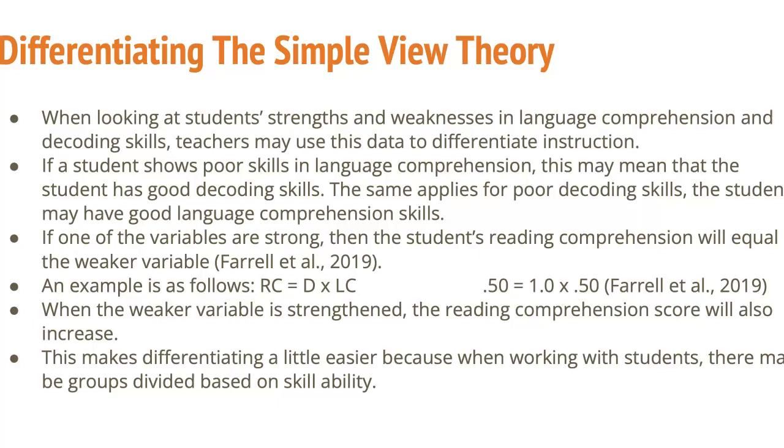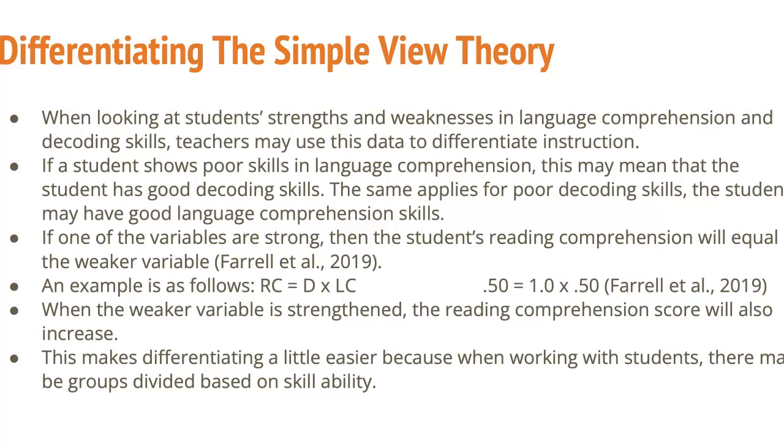If one of the variables is strong, then the student's reading comprehension will equal the weaker variable. So an example of this shows that if the decoding is at 100% and language comprehension is at 50%, then the overall reading comprehension will only go to 50% because of that weak language comprehension skill. If the weaker variable is strengthened, then the reading comprehension score will also increase. So if we were to change that 50% to 75%, then the overall reading comprehension will be at 75% as well.